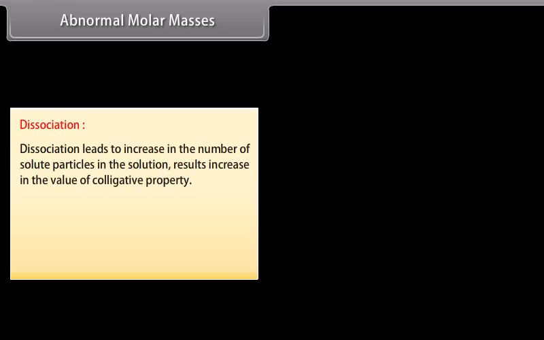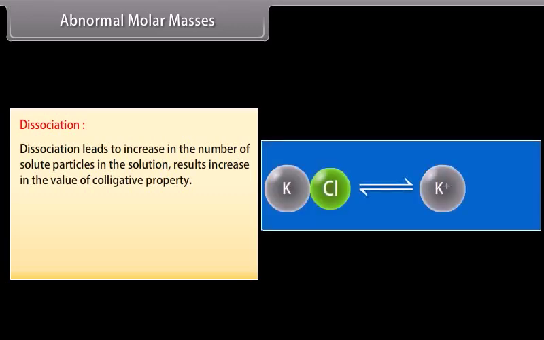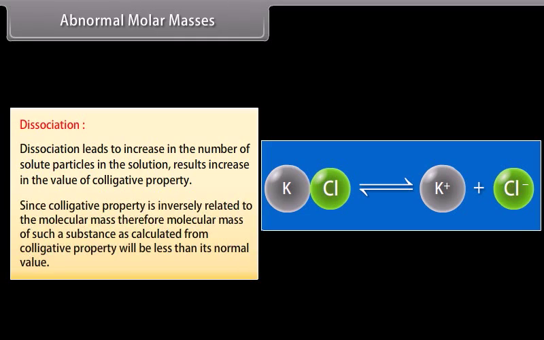Dissociation. Dissociation leads to increase in the number of solute particles in the solution, which results in an increase in the value of colligative property. Since colligative property is inversely related to the molecular mass, therefore, molecular mass of such a substance as calculated from colligative property will be less than its normal value.